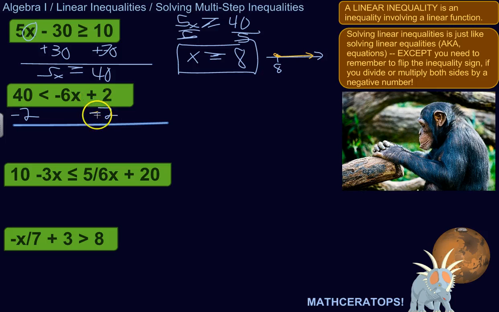So plus 2, minus 2, these are gone. 40 minus 2 is 38. So we've got 38 is less than negative 6x. Now we want to get x by itself, so we're going to divide by negative 6. So ding ding ding, this is where, if you divide or multiply both sides by a negative number, which is what we're doing to get x by itself, you flip the sign.